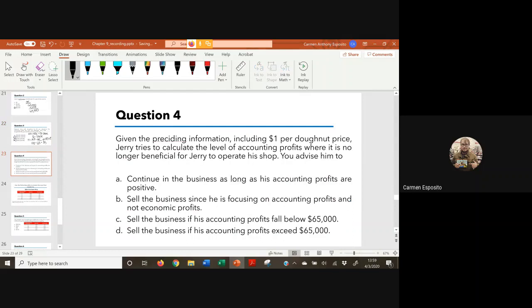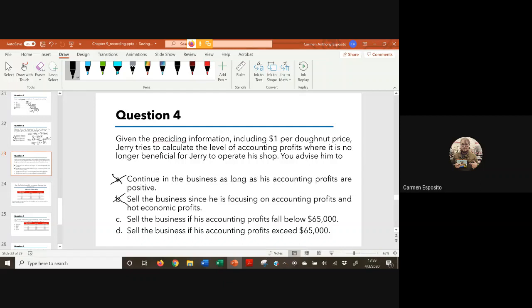So that's great that we want to consider accounting profits to be positive, but we need to compare it to something. And so A is just not sufficient. And B, sell the business, since he's only focusing on accounting profits and not economic profits, well, we don't know that for sure. So that just sounds silly, so we'll get rid of it.